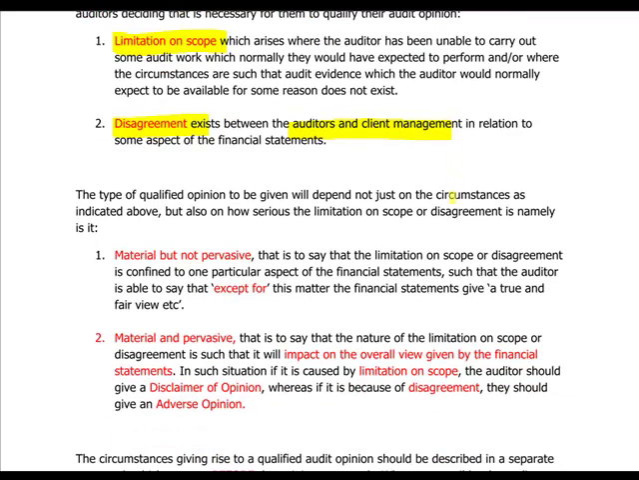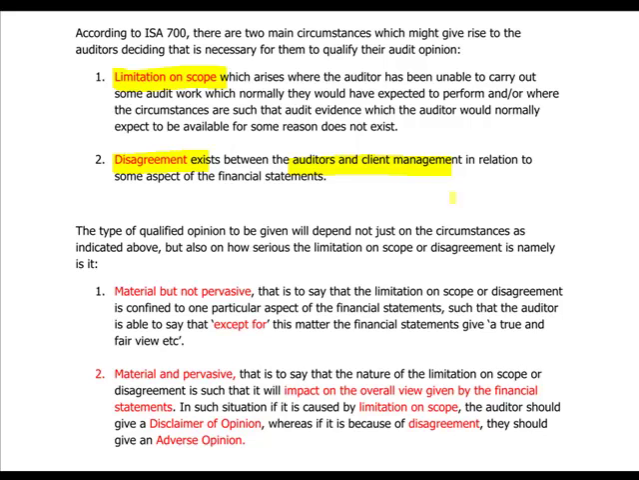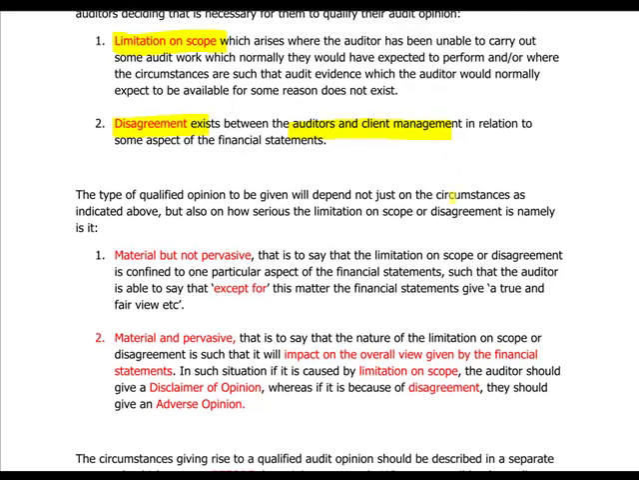So based on these two types of sources of qualification, the disagreement might be material but not pervasive, when only some elements or one element of the financial statements is impacted. In such situations, the auditor's report would be an except for opinion. So except for a particular area, the financial statements give a true and fair view.